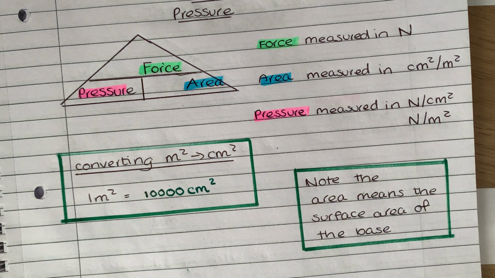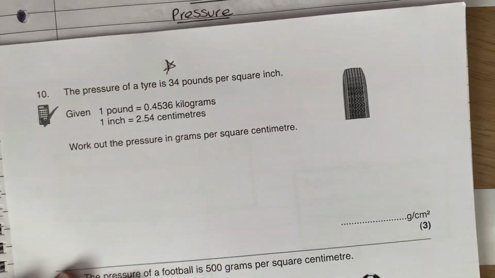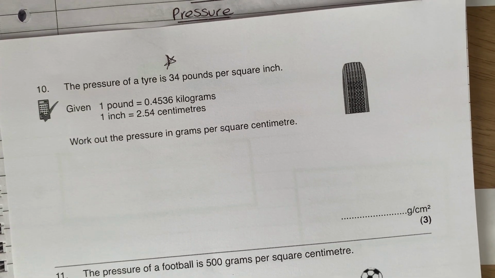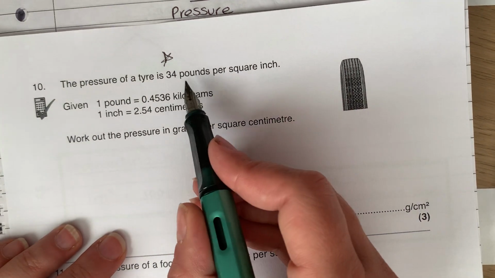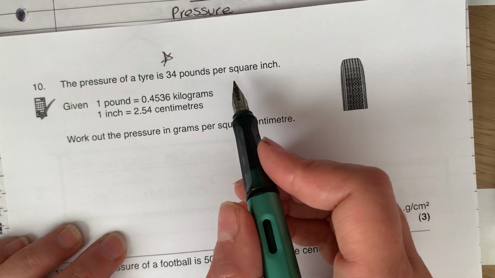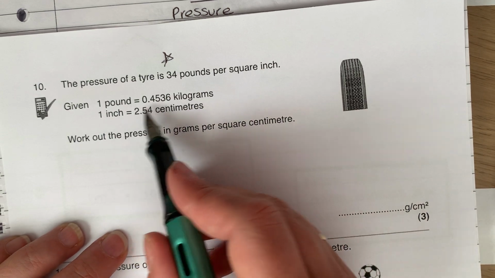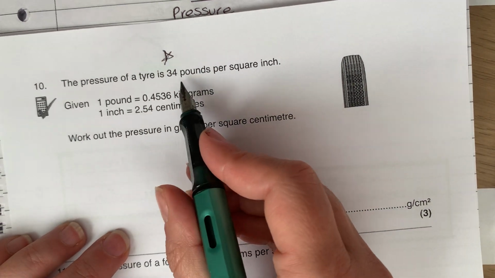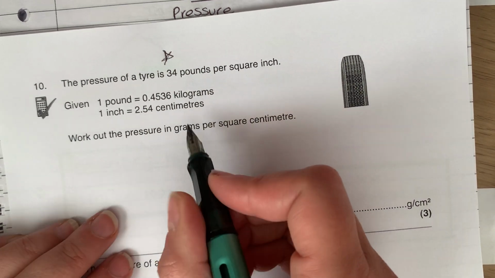Okay, the next one. Number 10 I wanted to have a look at. So we know this one, we've got to do a little bit of converting: 34 pounds per square inch. So we're going back into imperial measures here, and we've got some things to help us. We want to know it in grams per centimetre squared, so we need to put the 34 pounds into kilograms.